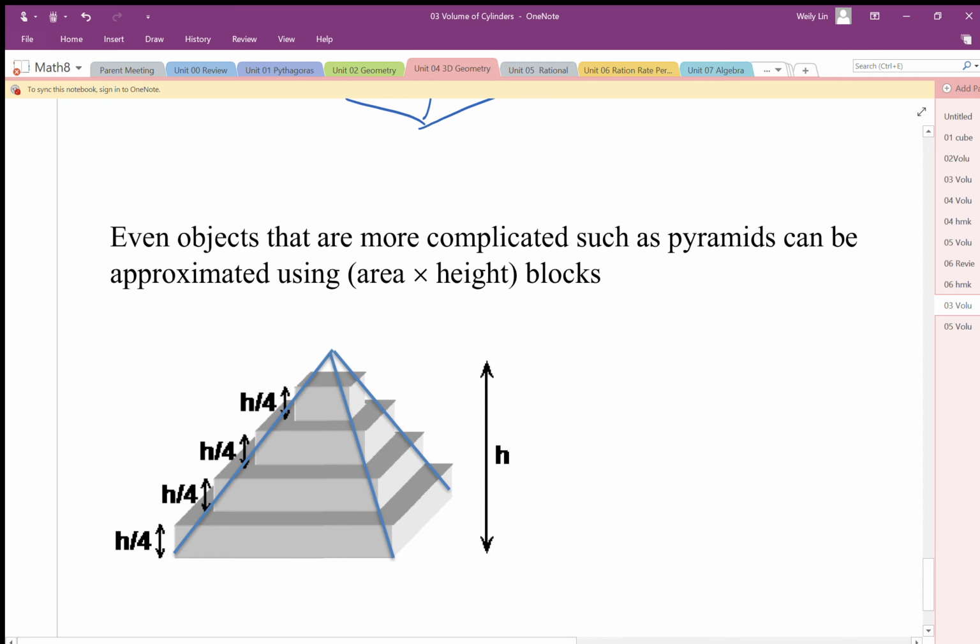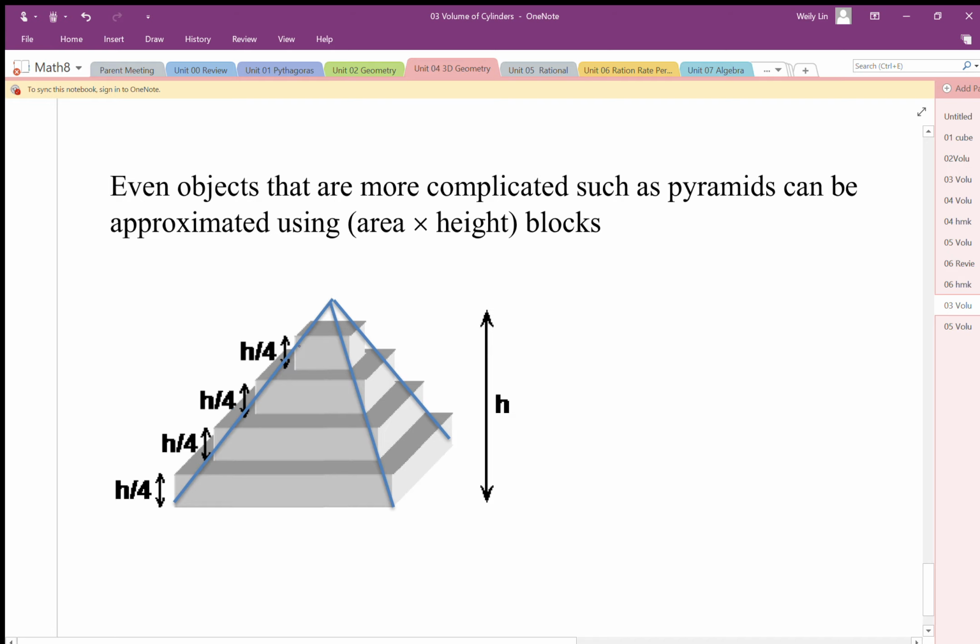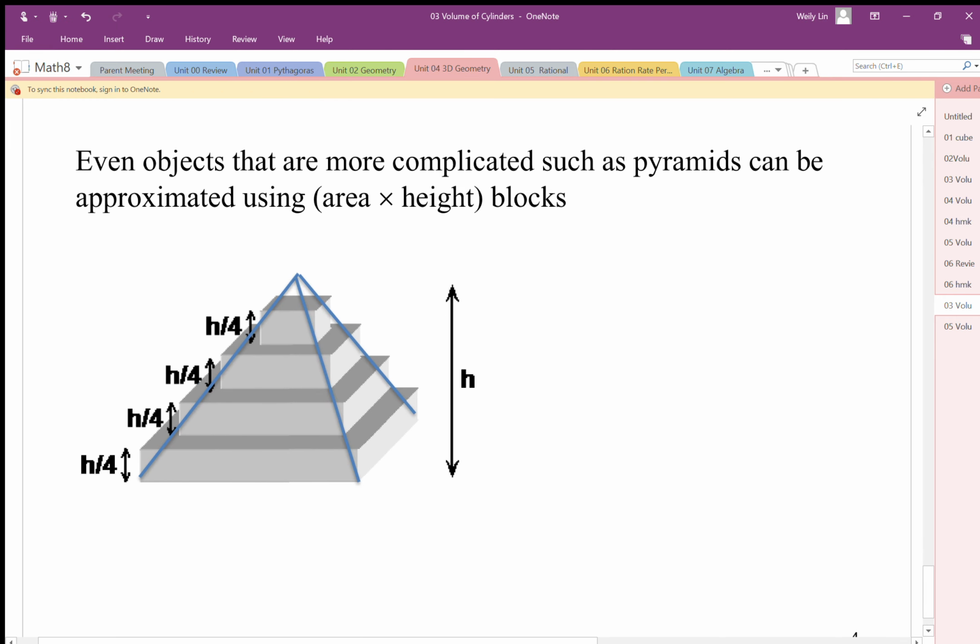So even more complicated objects, such as pyramids, that don't have the same slice, so every slice is different and has a different area, we can still use this general idea by just approximating what area each slice has and taking small enough slices so that the area doesn't change too much as we go from slice to slice. So we can do this by taking this slice, finding an area, multiplying it by its thickness. That gives us the volume of this slice.